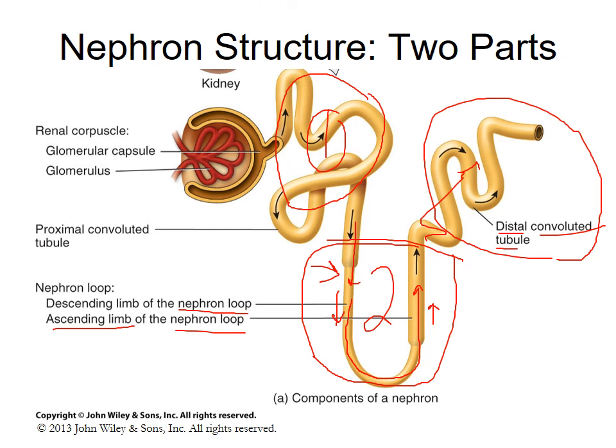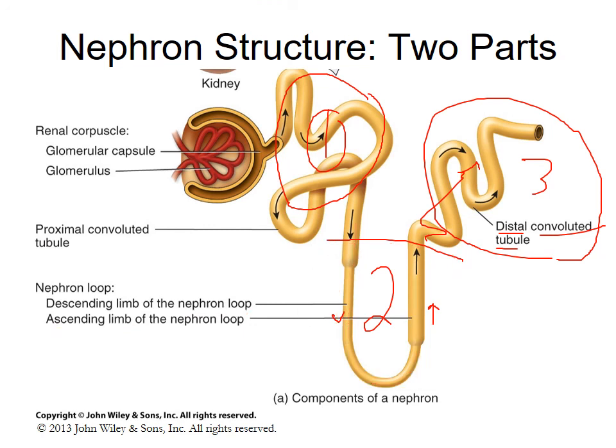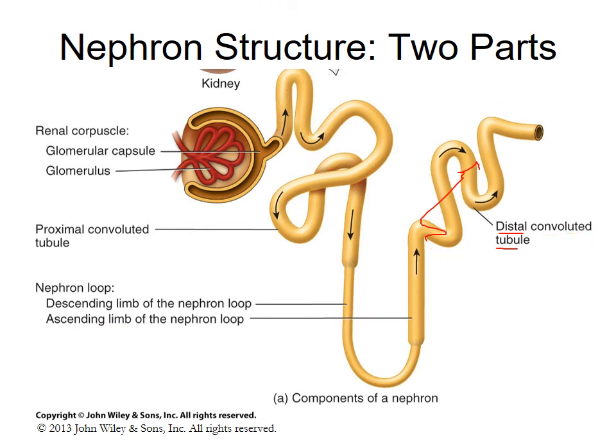Now, as this is going on, each one of these sections, 1, 2, and 3, proximal convoluted tubule, nephron loop, and distal convoluted tubule, have different things that they do, and you'll learn that in lecture. And here, again, all we're worried about on this part is being able to identify the structures as they are labeled. So again, we just simply have the glomerulus and the glomerular capsule, which surrounds the glomerulus.